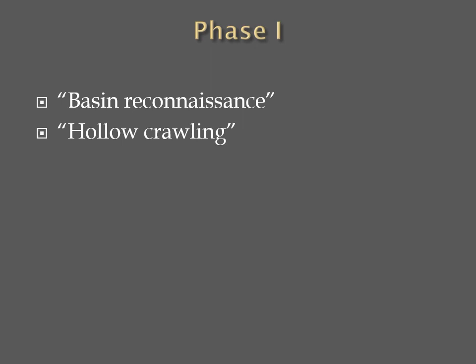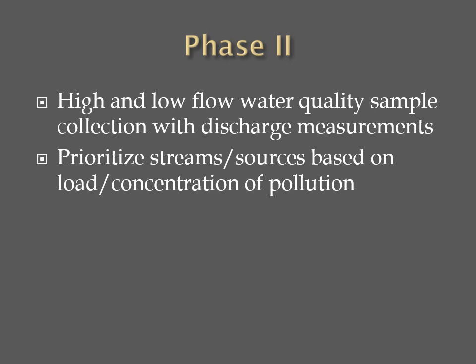That's going to then give you the information to target a more focused phase two, where you're going to do high flow and low flow water quality sampling with discharge measurements to determine which of those tributaries are contributing the most load, which of those tributaries are the most critical to the health of the stream system as a whole. And so that will then allow you to prioritize streams and plan which of those streams need some sort of restoration plan or a treatment project or something implemented that's going to improve that water quality.